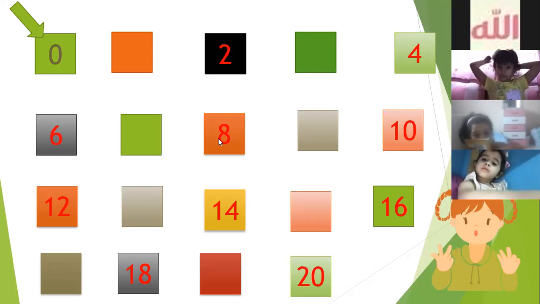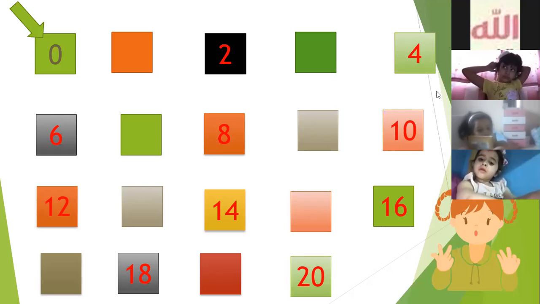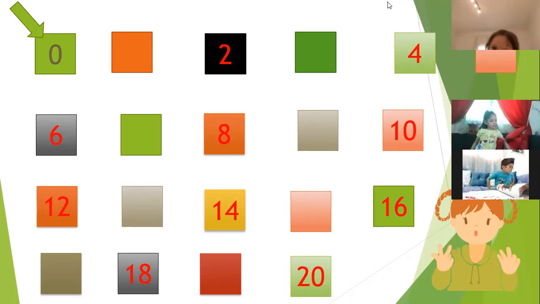Then after eight, I will jump to ten. Again. Zero, two, four. Six, eight, ten. After ten, what do we have after ten? 11. I will leave it. I will skip 11. I will jump to 12.